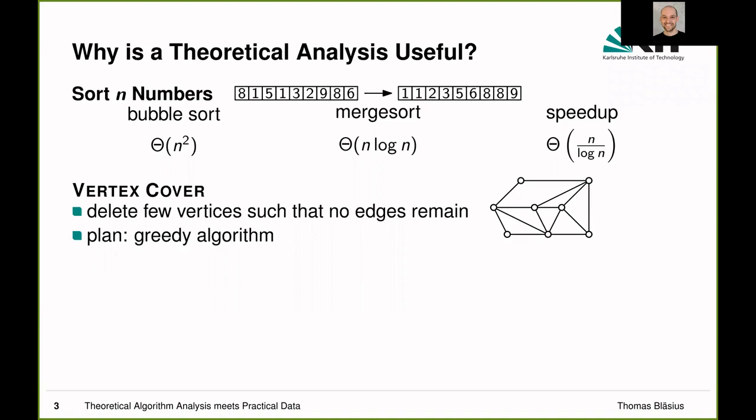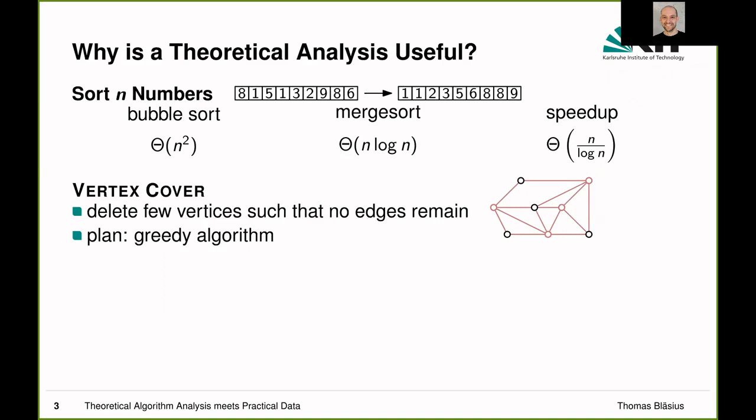In this case here, this vertex has degree 5 and all other vertices have a lower degree. So in the first step, I would just delete this vertex. And now deleting this vertex decreased the degree of these vertices, for example. So this vertex no longer has degree 4, but only 3, and this vertex has degree 4. So in the next step, I would delete this vertex up here. And I continue, the next one is this one with degree 3, and so on. And in the end, I don't have any edges left, and I have a solution to my vertex cover problem.